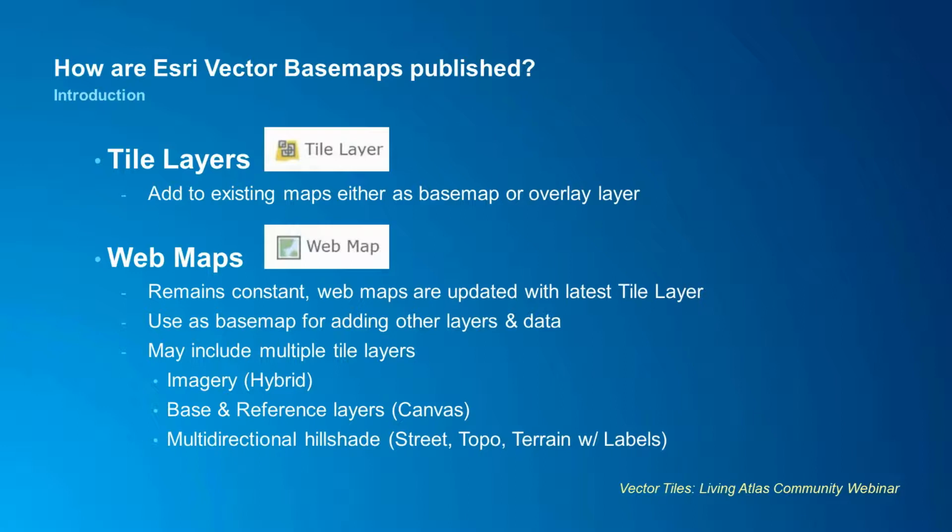We've prepackaged some of the web maps, and they contain multiple tile layers, such as Imagery Hybrid, which has the imagery raster service in addition to the hybrid vector layers. Our canvas maps in the vector format have the same structure as our raster maps. They have a base layer and then a reference layer, which produce what we call our map sandwich, where your operational layer can be served up in between the base and reference layer. And then we also provide a multi-directional hillshade underneath our streets with relief, our topo map, and our terrain with labels map.